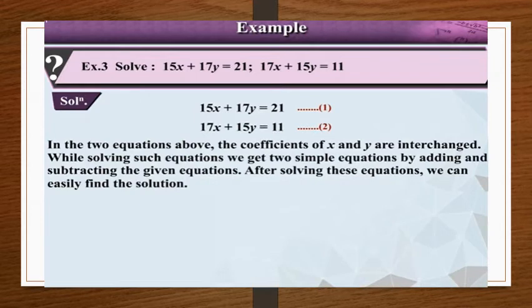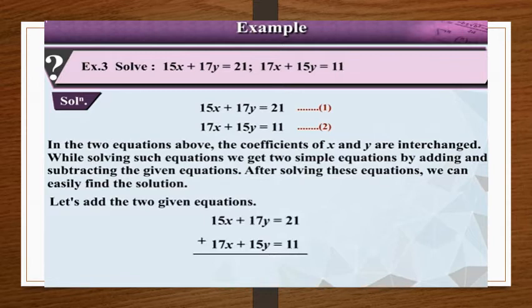In the two equations above, the coefficients of x and y are interchanged. By solving such equations, we get two simple equations by adding and subtracting the given equations. After solving these equations, we can easily find the solution. Let's add the two given equations.